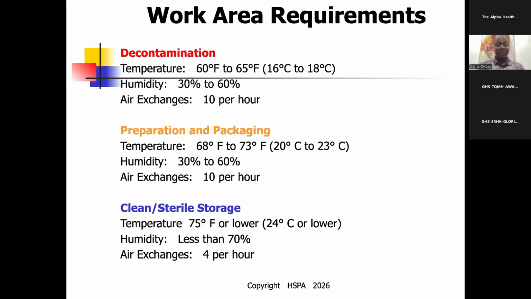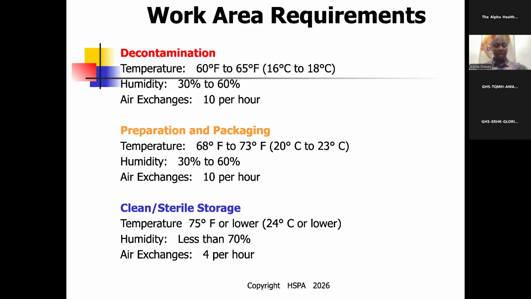The temperature in the decontamination area should be between 60 to 65 Fahrenheit, and in Celsius 16 to 18. The humidity should be 30% to 60%. Be careful, this can trick you. Now, the new buildings might not have these, but when we are building new facilities from now on, we have to be looking at the ASHRAE guidelines. Very, very important. And the exchange of air should be 10 per hour.